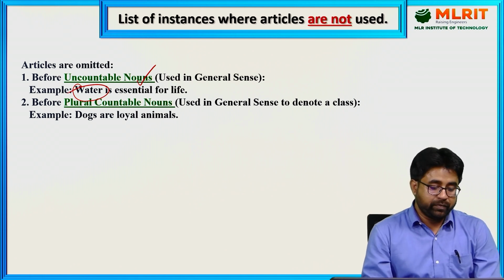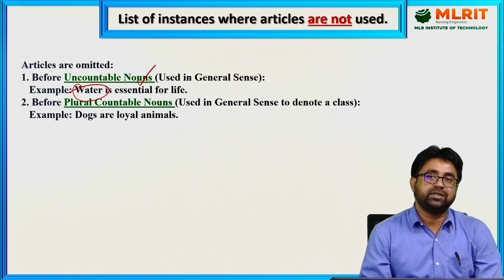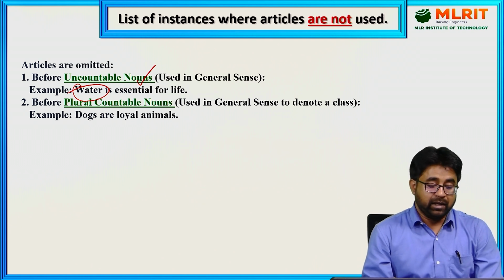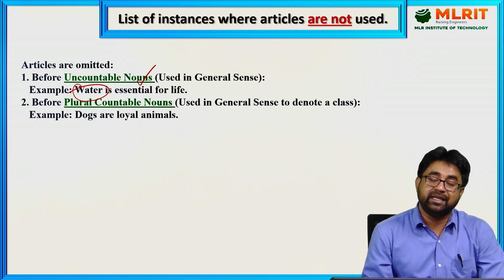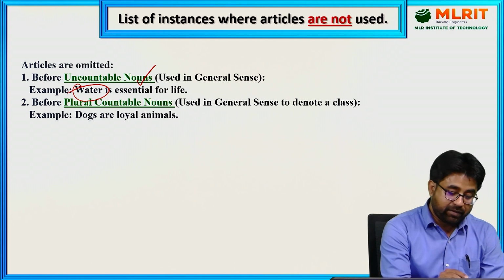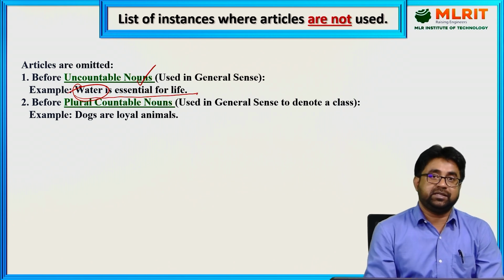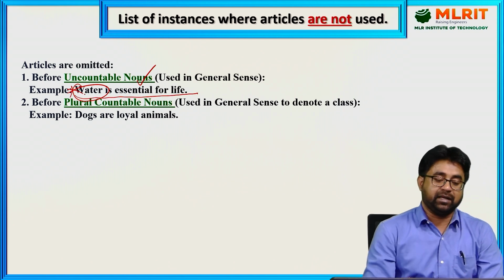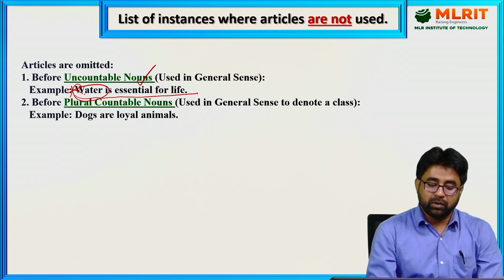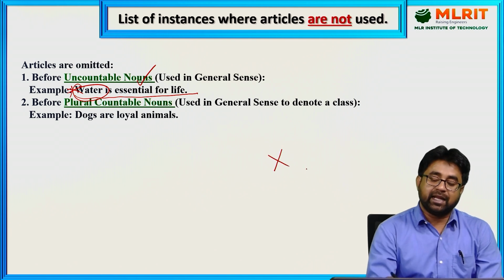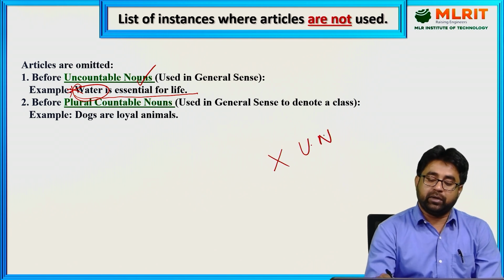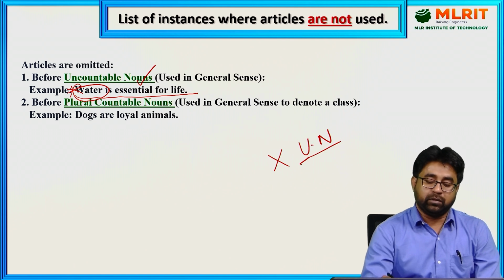uncountable nouns. Before such uncountable nouns, we are not supposed to use any article, and that's why I'm not saying 'the water is essential for life.' What I have written here is 'Water is essential for life.' There is no article. So please remember the first rule: we do not use any article before an uncountable noun.